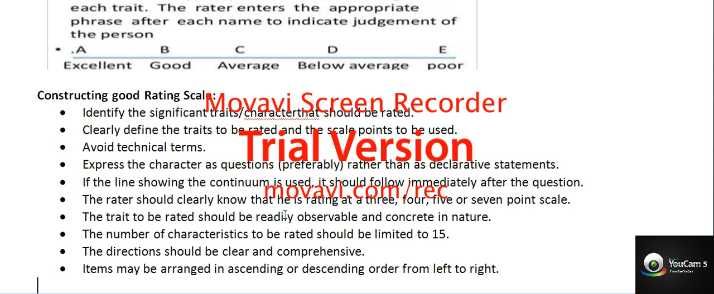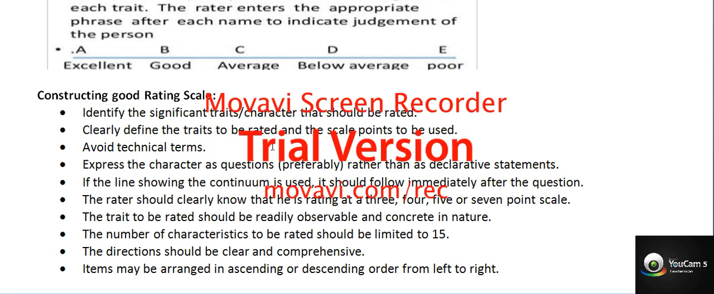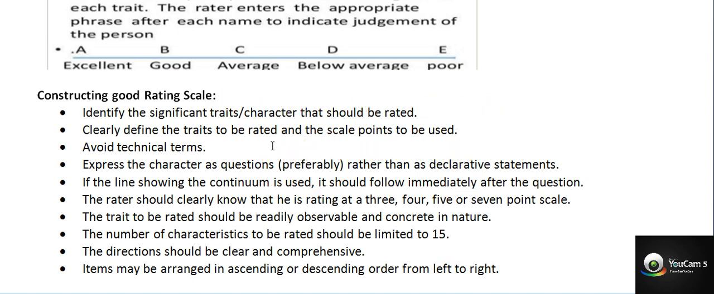Identify significant characteristics that should be rated. So you should identify which character you are going to make into a scale. Clearly define the character to be rated in scale points. So you should know how you are going to define your character. For example, good, bad, excellent, okay, very poor. These kinds of scale points should be properly planned.